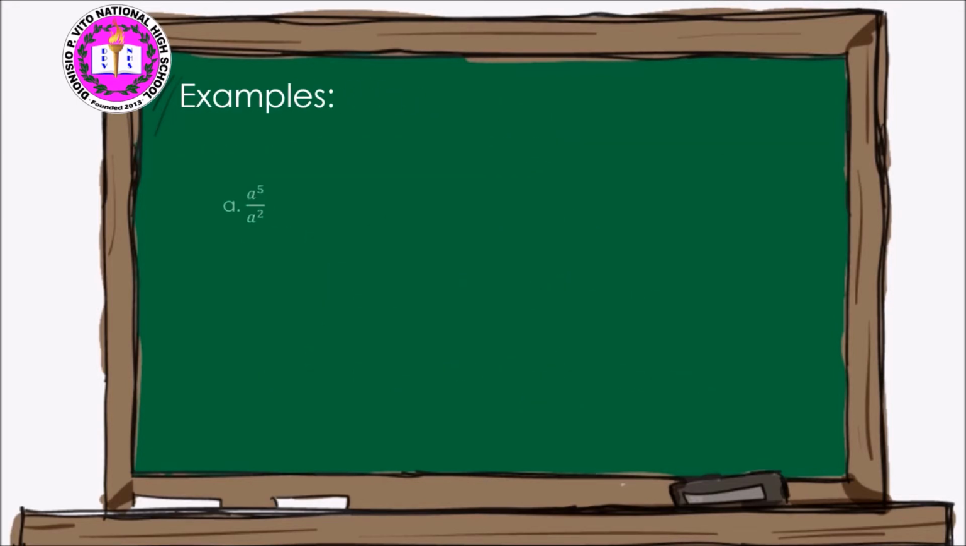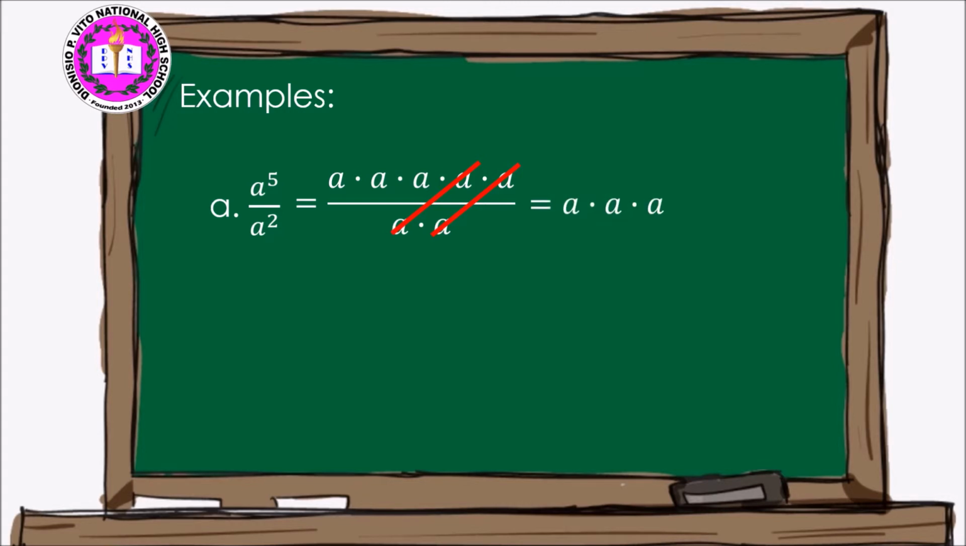For example, letter a raised to 5 over a raised to 2. So we have a times a times a times a times a over a times a. We're going to cancel the 2 a's. So the remaining is a times a times a, which is equal to a cubed. Similarly, a raised to 5 over a raised to 2 is equal to a raised to 5 minus 2, which is equal to a raised to 3.